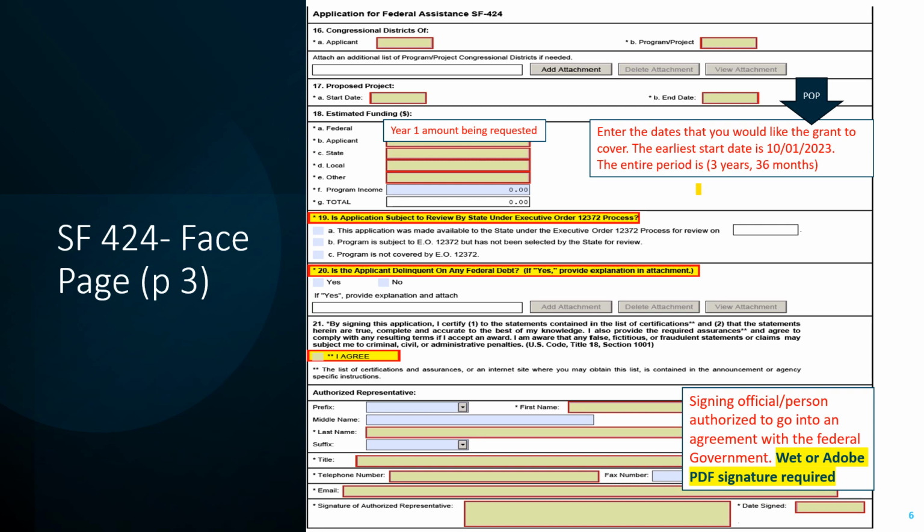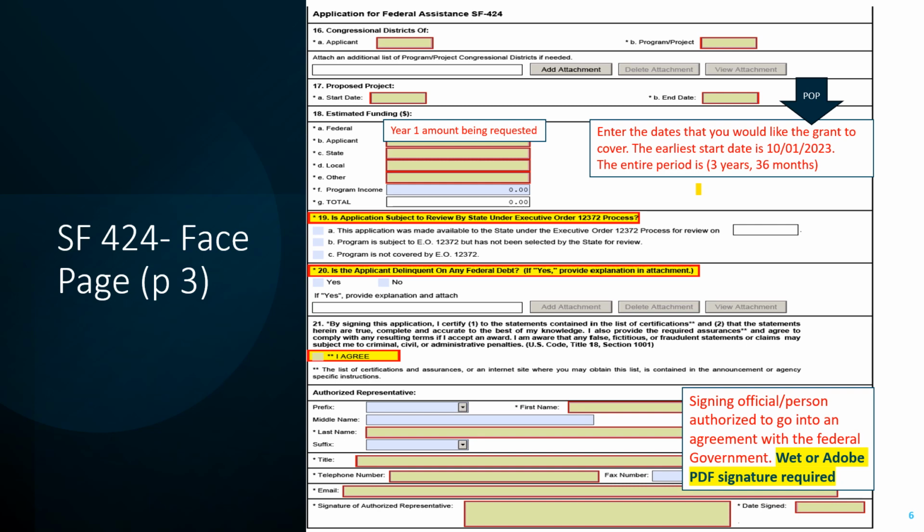For number 20, please indicate if your state is delinquent for any federal debt, yes or no. And then for number 21, the authorized representative would read that statement, and if they agree, select the agree. Your authorized representative is the signing official or the authorized person to enter into an agreement with the federal government. Usually that's the executive director level or president or senior leader in your organization.